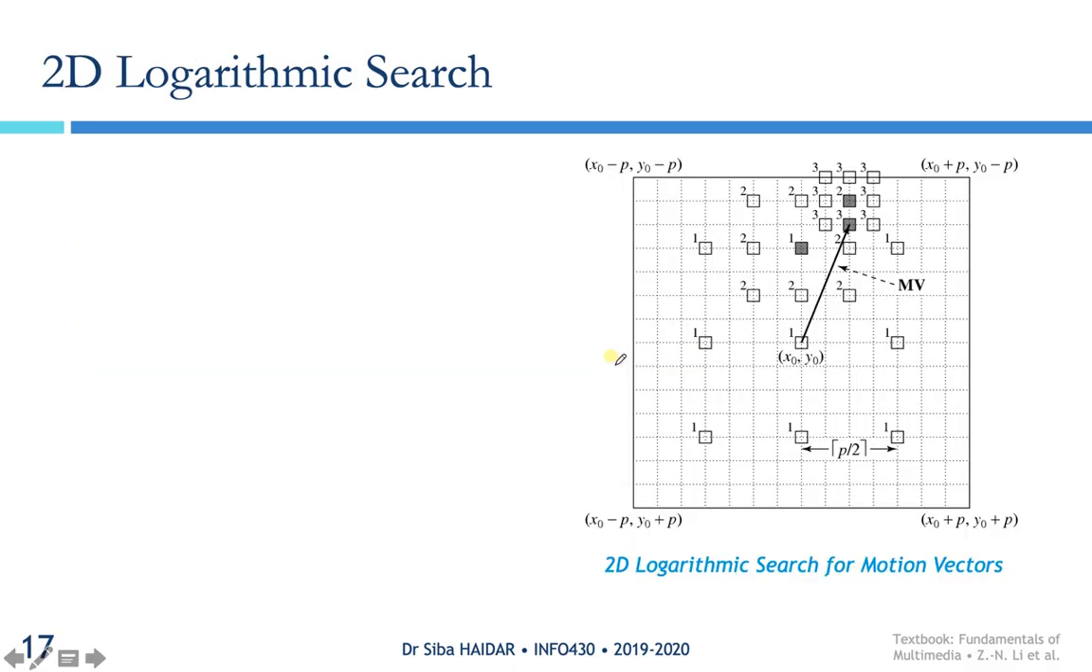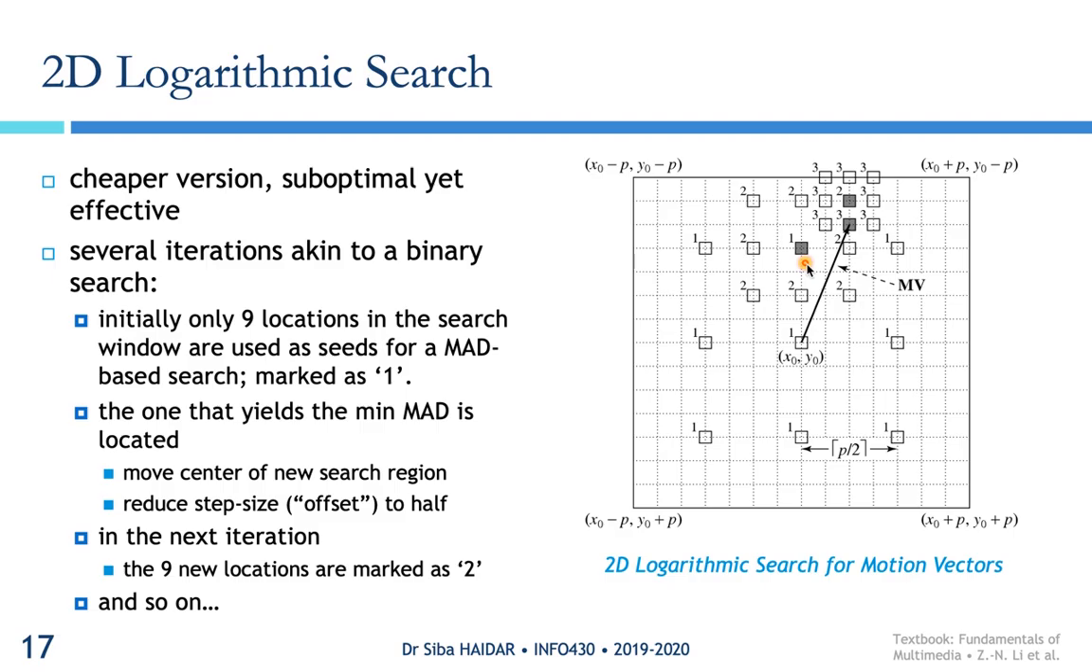As you have already seen, there are better algorithms. One of them is the 2D logarithmic search. How do I accomplish the 2D logarithmic search, which is a cheaper version, but it is suboptimal. It may not find the optimal solution, but it will find a suboptimal, but it is an effective solution because it does not cost in operations. How do I accomplish this technique?